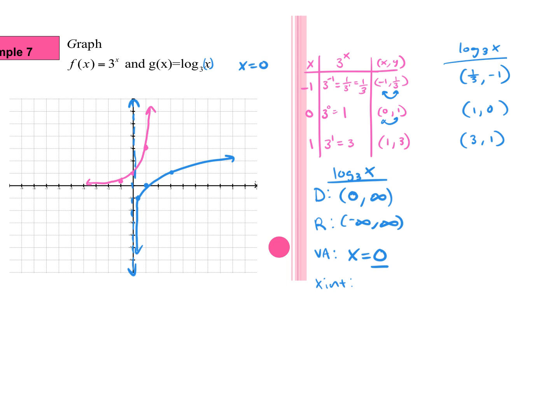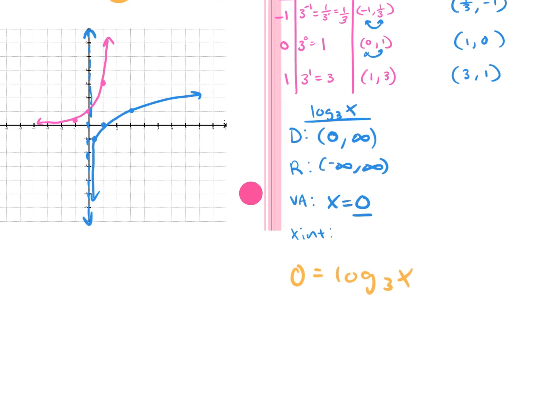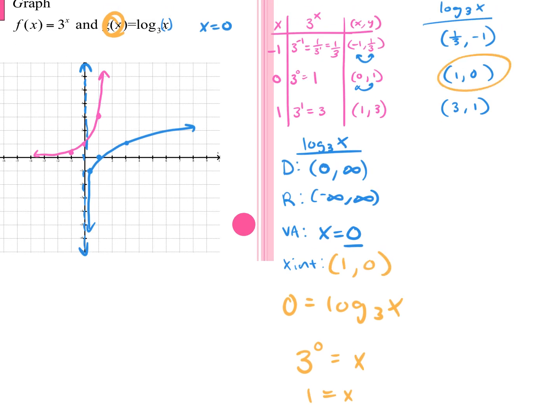We plug in 0 into the y. So 0 equals log base 3 of x. We want to put this into exponential form to solve. So we've got 3 to the power of what? 3 to the power of 0 equals x. So what's 3 to the power of 0? So 1 equals x. So our x-intercept would be (1, 0). Which we had as a point here, but just to be super sure, you can always plug in 0.